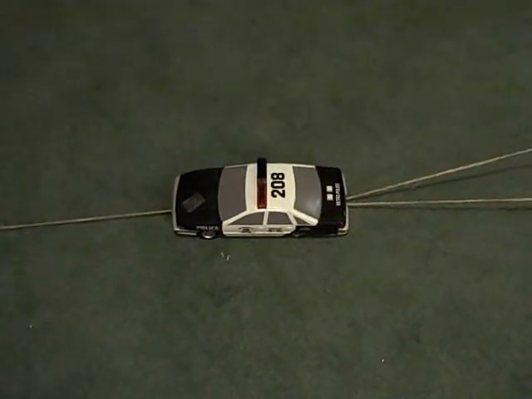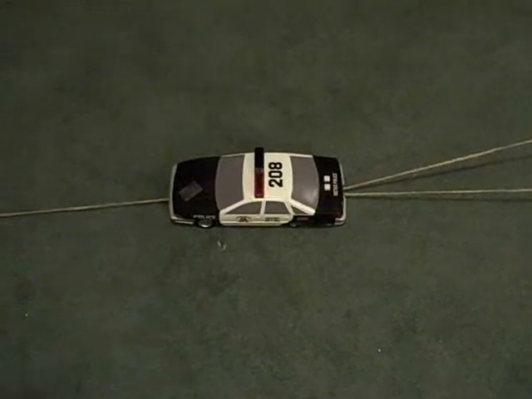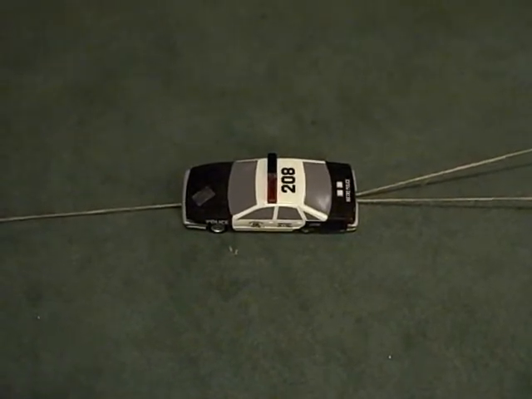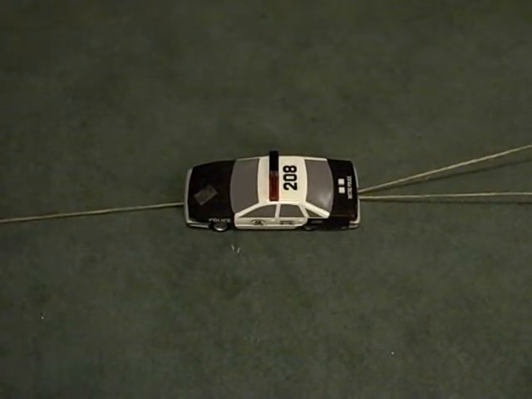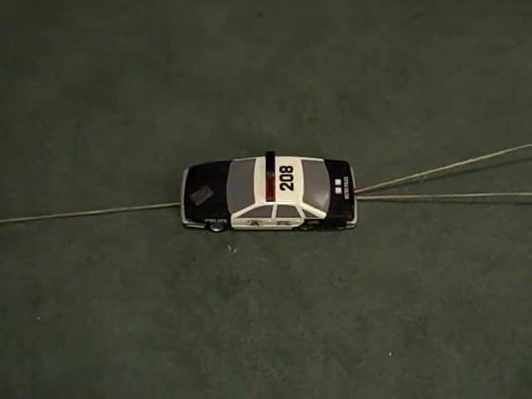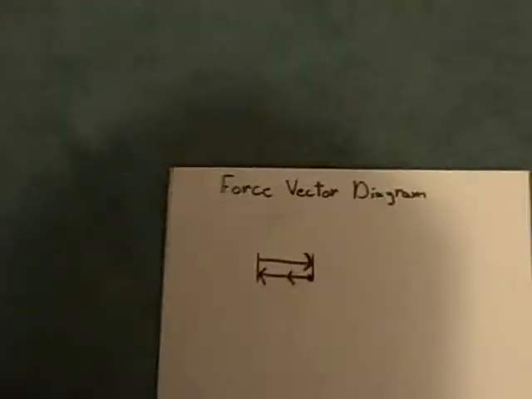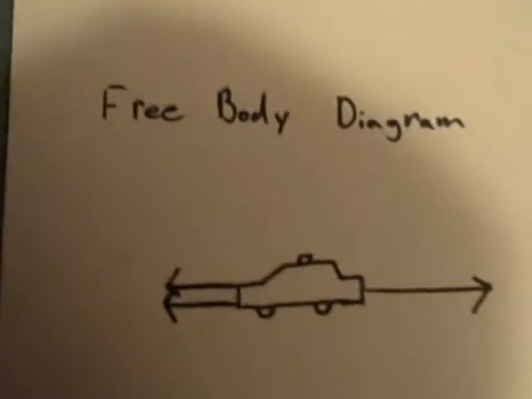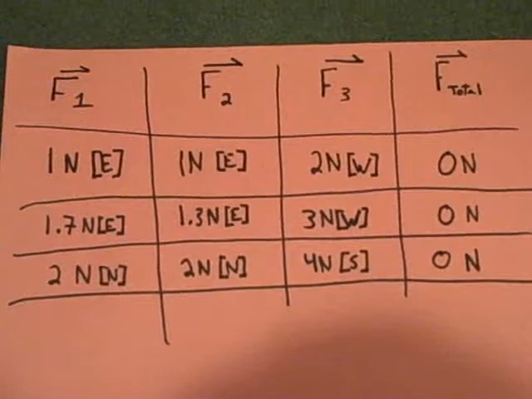In this example, we are using three forces, two of which are being pulled in an easterly direction, one of which is being pulled in a westerly direction. For the police car to stay stationary, both of the forces being pulled in an easterly direction must total the single force being pulled in a westerly direction. This can be shown by this force vector diagram and also this free body diagram. If we were to arrange the values in a table, it would look like this.